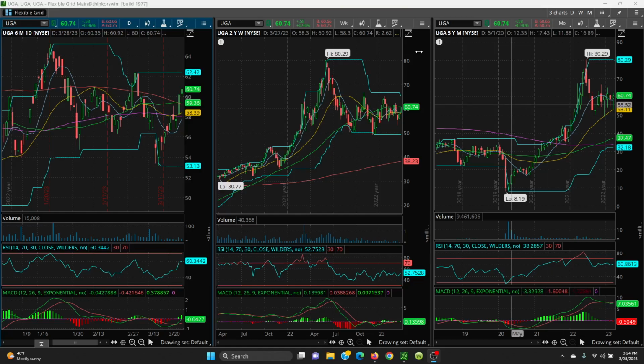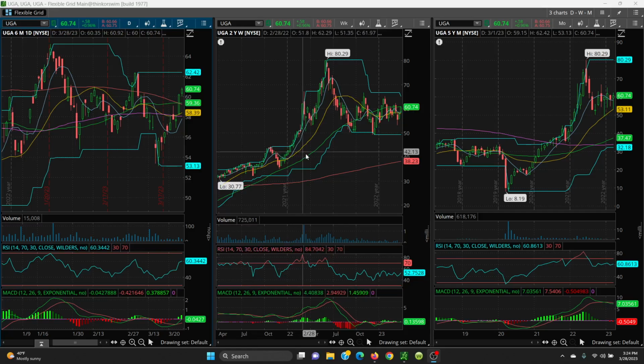Okay, here we go. We have UGA here. Now, if you look at what's going on here, the price has now put in a nice higher high. And it's above all the key SMAs: the 8, the 21, the 50, the 100-day, the 200-day. The price is all above there.